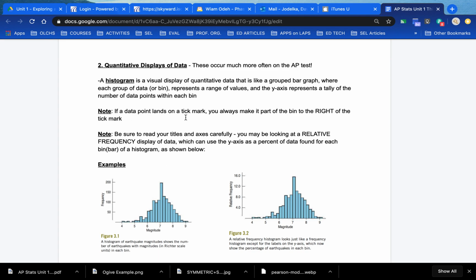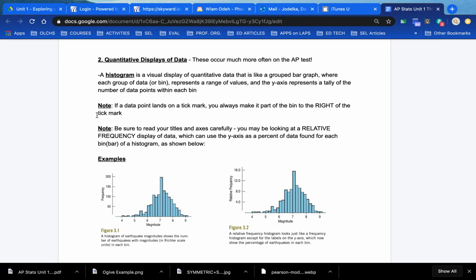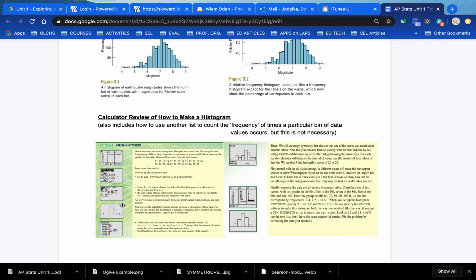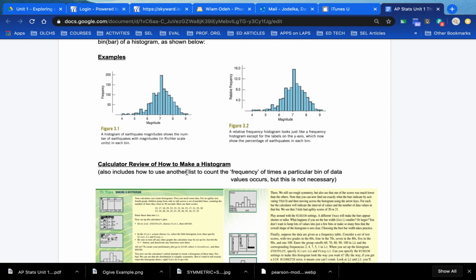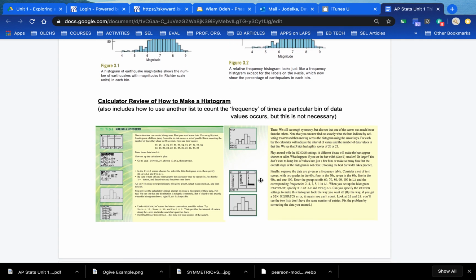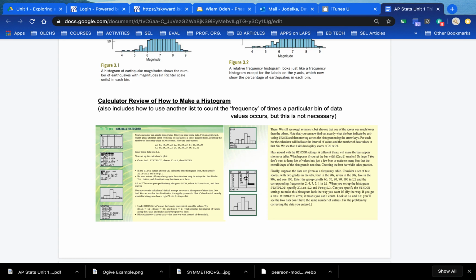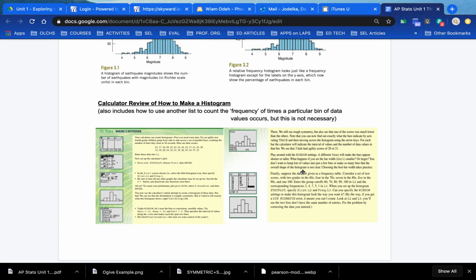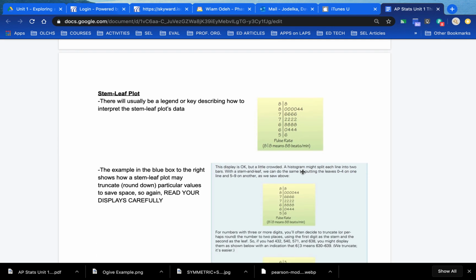Note if you are making a histogram by hand, if your data falls on the tick mark, it always moves to the bin to the right. If you do this on your calculator, it will automatically do that. You don't have to worry about that. And here is a calculator note on how to make a histogram if you forgot. If you want to do a frequency one, because maybe you have multiple of the same data, this guides you through that. That is not required. But if you forgot how to enter data and make a histogram, it is all explained right here, as well as the relative frequency one. But again, that is not as common.